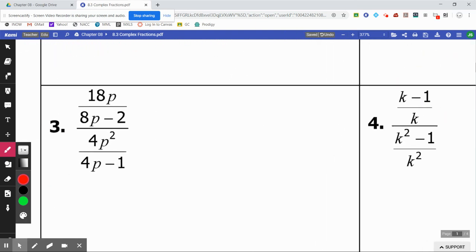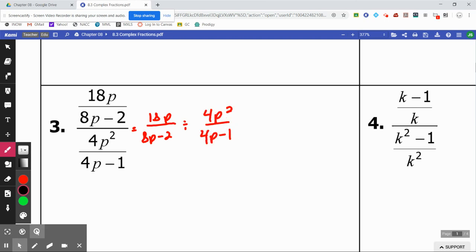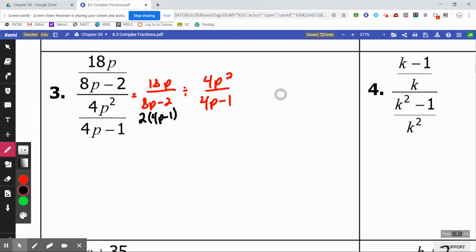Number 3. Again, we're fine. Nothing else combines here. So again, we're simply going to set this up as a division problem. 18p over 8p minus 2 divided by 4p squared over 4p minus 1. Okay, we are going to factor each of these. So I'm going to factor them here before I flip and multiply. So that's going to leave you with a 4p minus 1 when you factor out a 2. And that's the only thing that's going to factor.